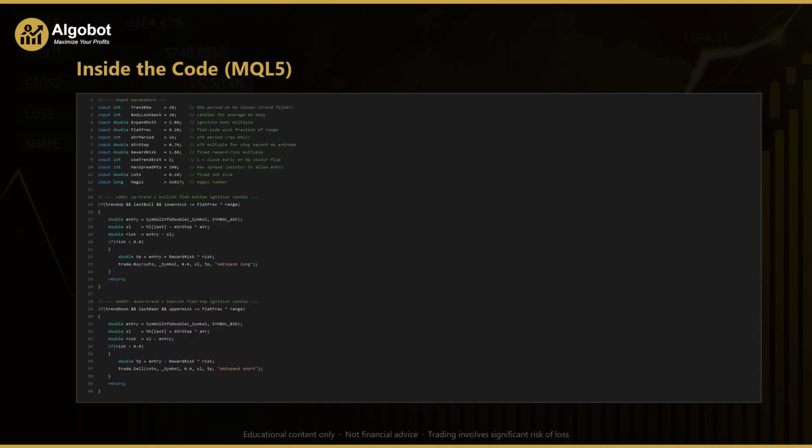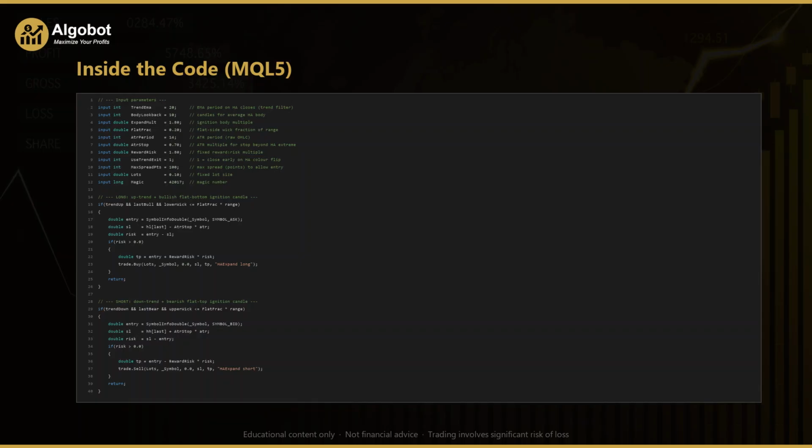When all three are true, it reads the ask price as entry, sets the stop below the Heikin Ashi low minus ATR stop times ADR, computes the risk, and if that risk is positive, sets the take profit at entry plus reward risk times risk before calling trade.buy. The short block mirrors it exactly.